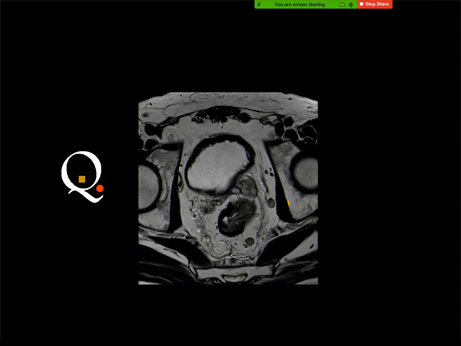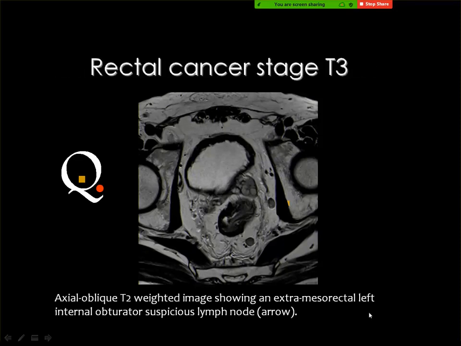Stage 4 rectal carcinoma. Stage 4. No? No. And this is the seminal vesicle, which is free. And this tumor has invaded the mesorectal fat, so this is Stage 3. And you got extra-mesorectal lymph node as well as intra-mesorectal lymph node. But the tumor has not reached the mesorectal fascia. Okay?